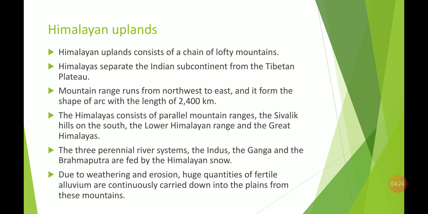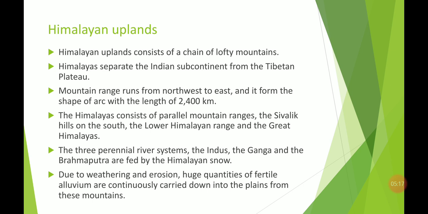So why have we studied these things? Because these Himalayas provide water to the rivers. How? Let us see. The Great Himalaya or the Himadri is covered with snow, and when snow melts, it provides water to the rivers. There are three river systems that we get from the Himadri, that is the Indus, Ganga and the Brahmaputra. They are also known as perennial rivers. Why are they called perennial rivers? It is because these rivers get water throughout the year because of the melting of the snow found in the Great Himalaya.